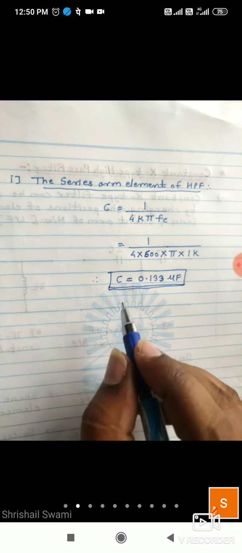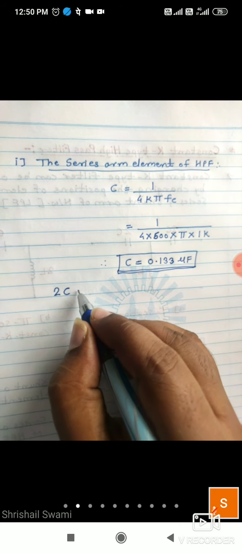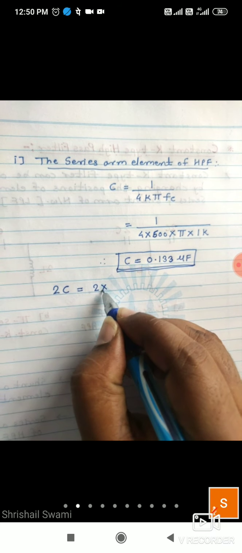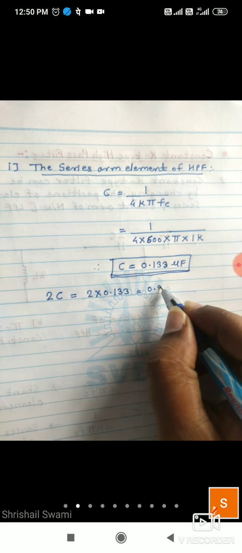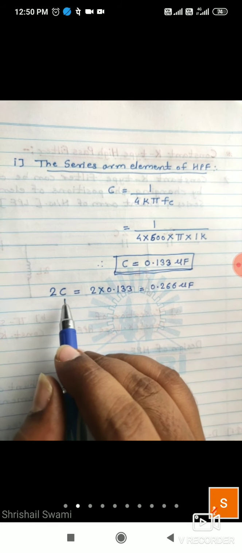So what is required? We require 2C also. You can immediately, if you want, calculate here only. 2C we require in the T section: 2 into 0.1333, that is nearly 0.266 microfarad. This 2C is needed for us. C and 2C we require.